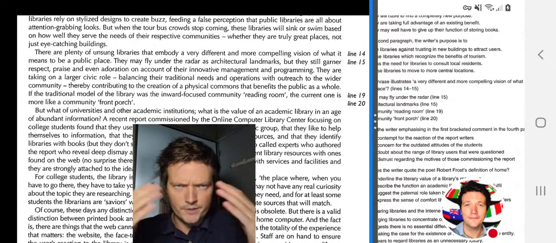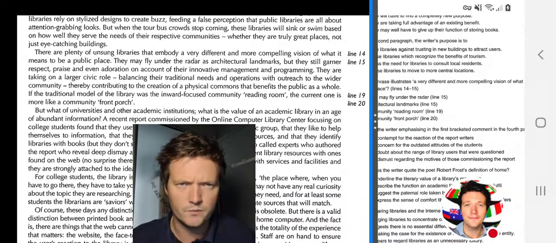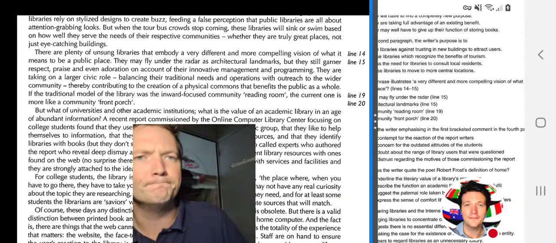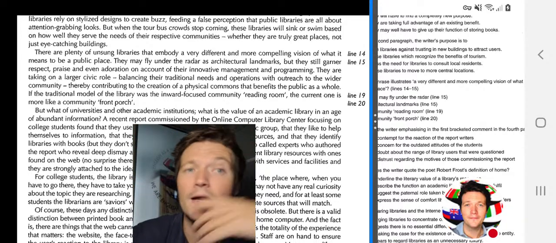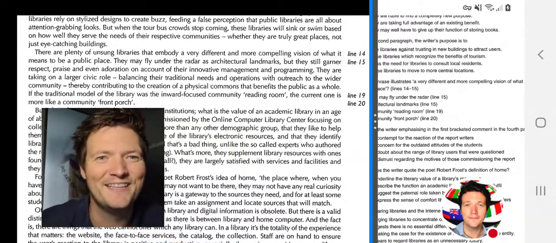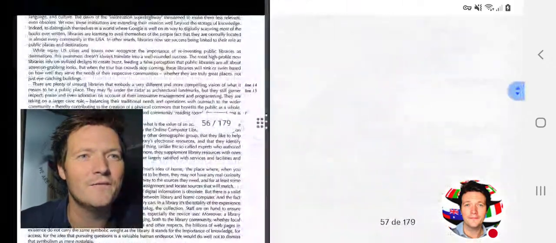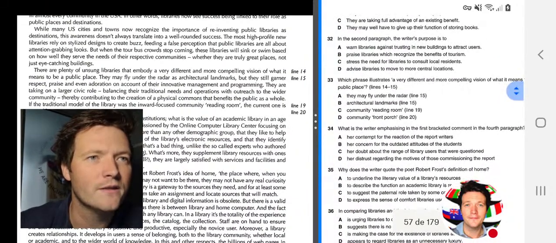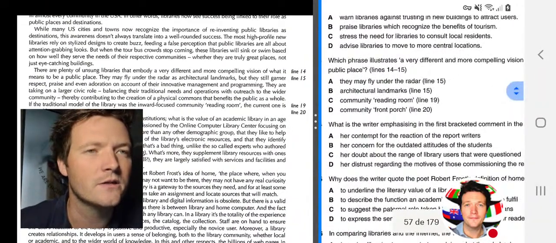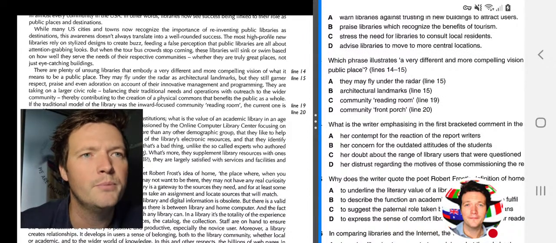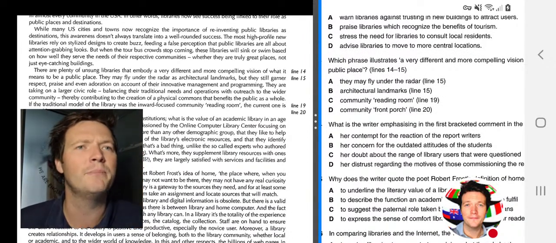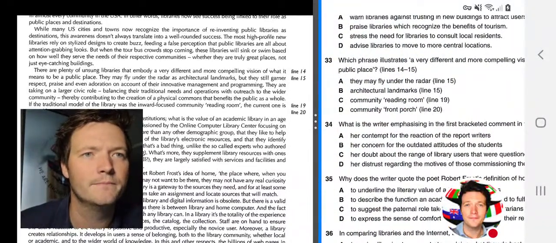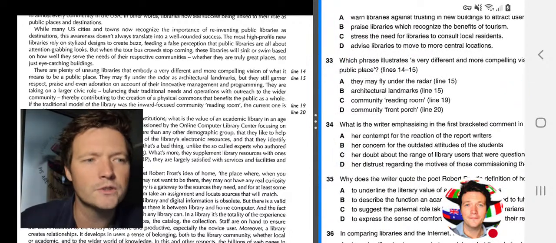They're not this place where you go and sit down and read. All the community can go and sit down and read as well, but it's a place of social gathering, a place to socialize. I don't know if this is true at all, but I think clearly of the options we have in the third question here, it's going to be D, right? It's become a community front porch. This is a very different and a more compelling vision of what it means to be a public place, right? Okay, so we're going to focus on the fourth question.